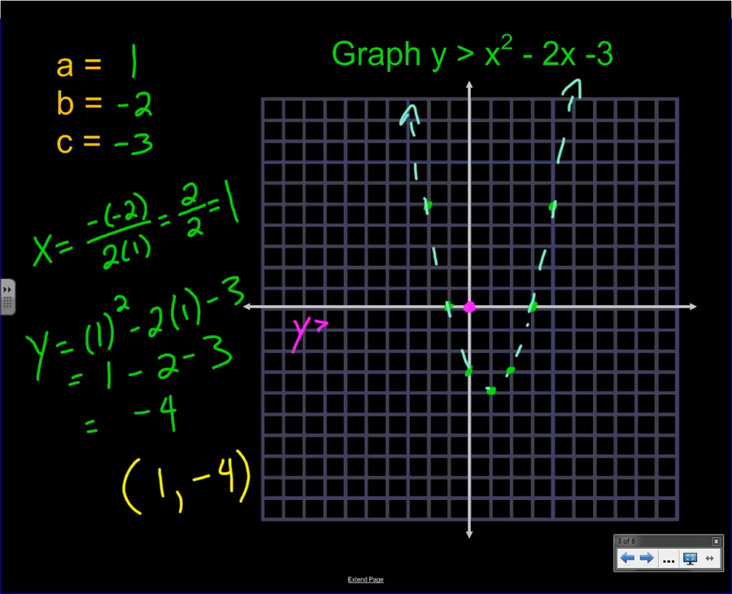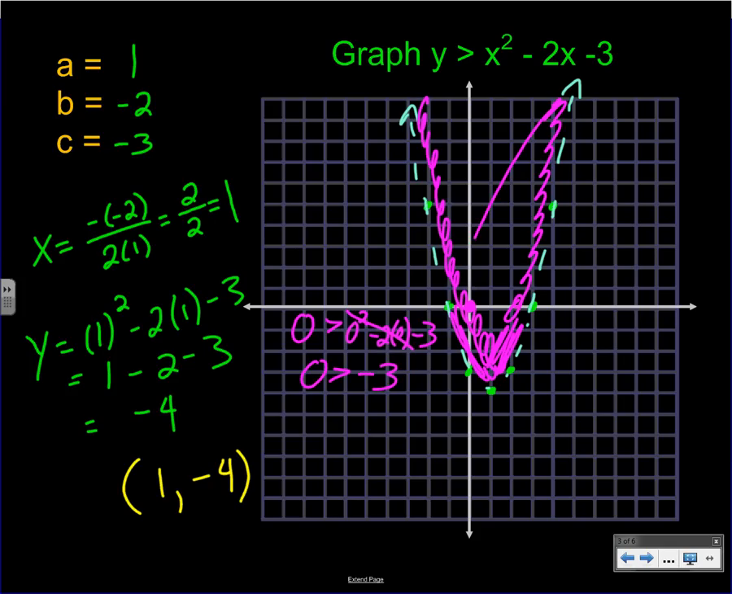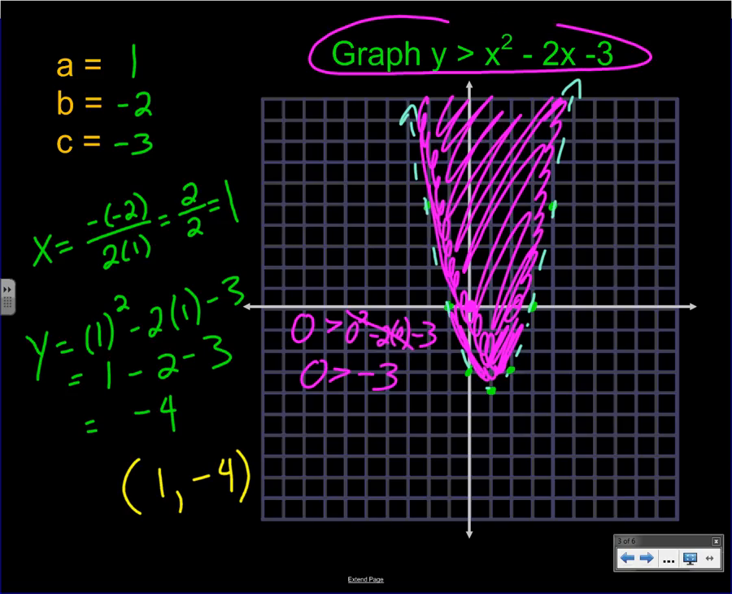So y is greater than, but remember, if we're picking the point 0, 0, the y value is going to be 0. So 0 is greater than 0 squared minus 2 times 0 minus 3, and we know those are just 0, so 0 greater than negative 3. Is 0 greater than negative 3? Yes, it is. So we shade inside. So we're going to shade inside this parabola. And so there's your answer. There is your graph to this quadratic inequality.